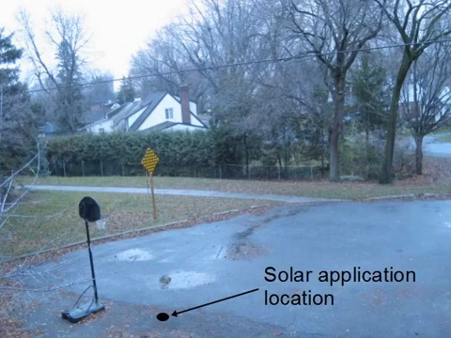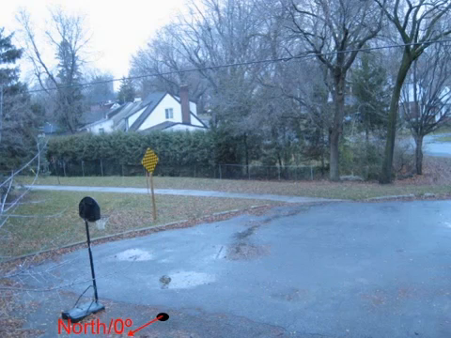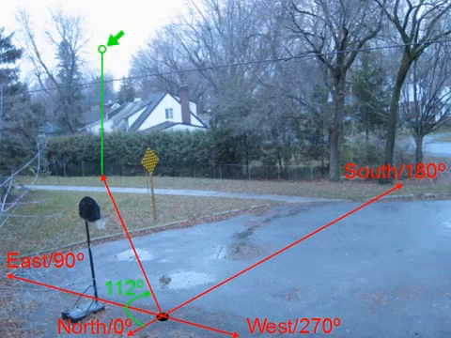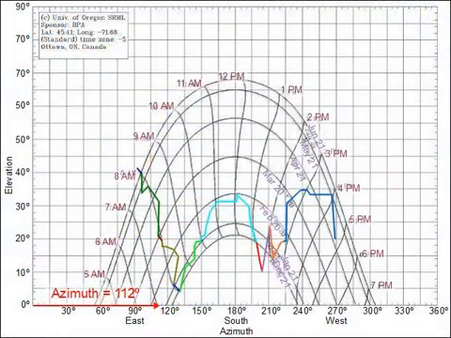What is the azimuth? The azimuth is an angle laid out flat on the ground. 0 degrees is to the north, 90 degrees is east, 180 degrees is south, and 270 is west. So if you want to know the azimuth of this part of this tree here, it's simply 112 degrees. You then find 112 degrees on the horizontal axis of the sun chart.